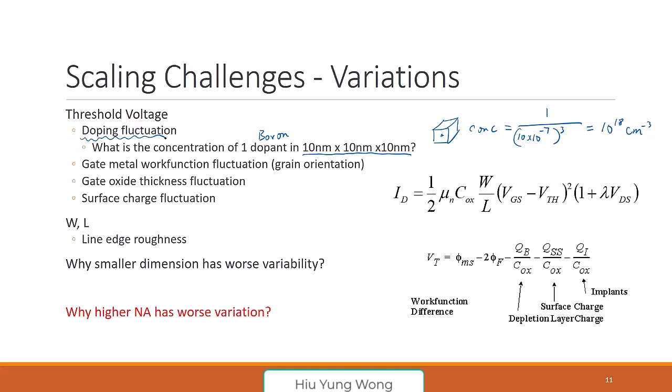Right? So this is the scale we are playing with. Even one atom makes a lot of difference to your transistor. So this is so-called dopant fluctuation. Okay. Another is the gate metal fluctuation. The gate metal may have different grain orientation because it's so small now. Some of the grains are in this direction, some are in this direction. So they have different crystal orientation. As a result, you feel that.